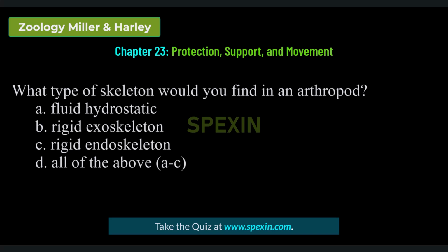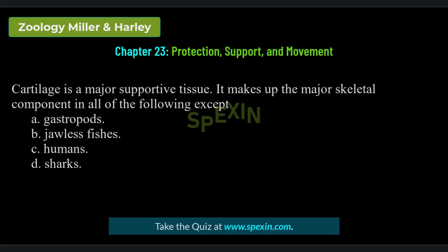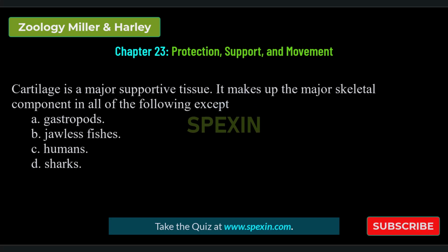What type of skeleton would you find in an arthropod? Fluid hydrostatic, rigid exoskeleton, rigid endoskeleton. All of the above. Correct answer: rigid exoskeleton. Cartilage is a major supportive tissue. It makes up the major skeletal component in all of the following except gastropods, jawless fishes, humans, sharks.